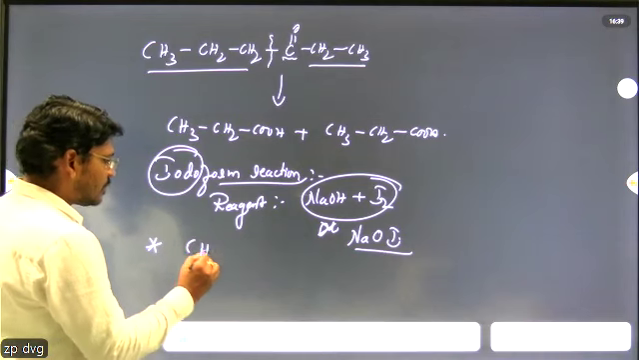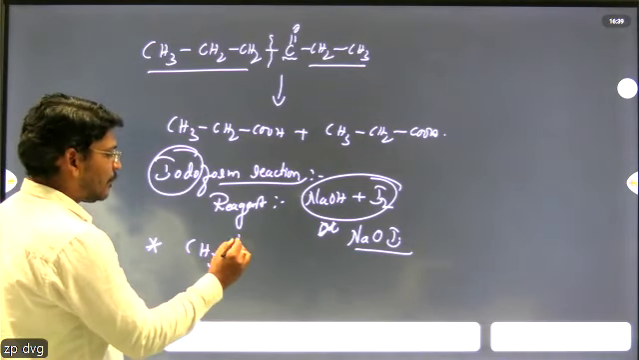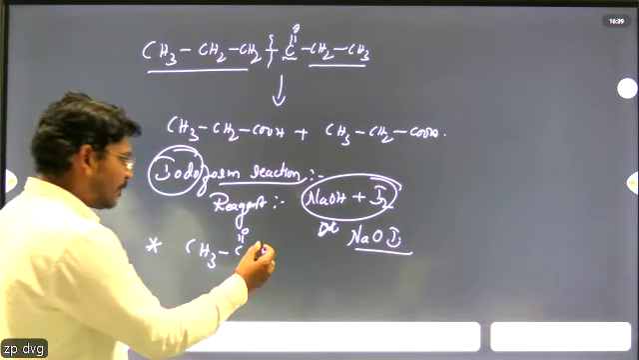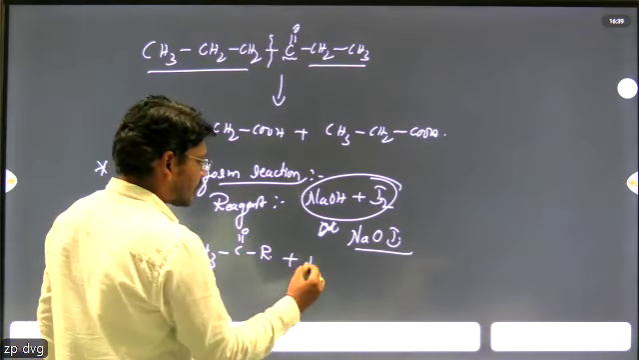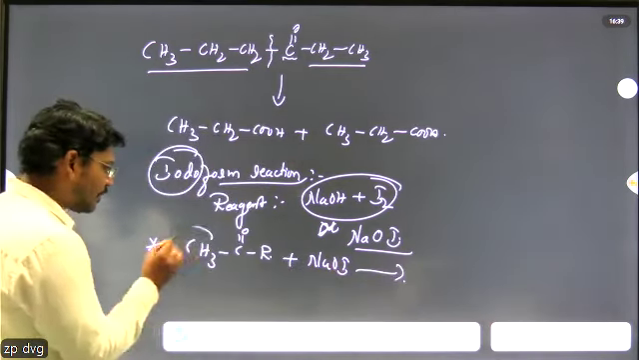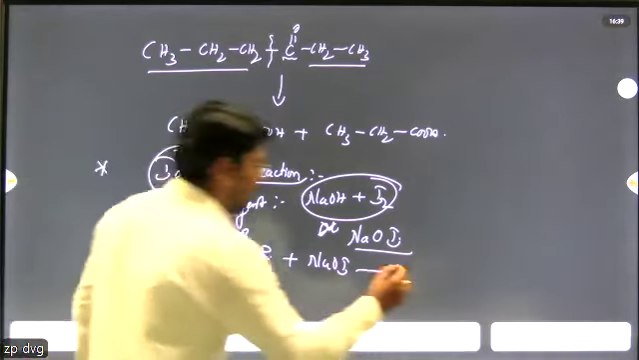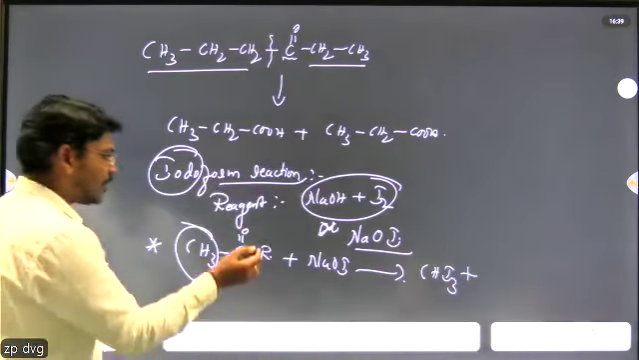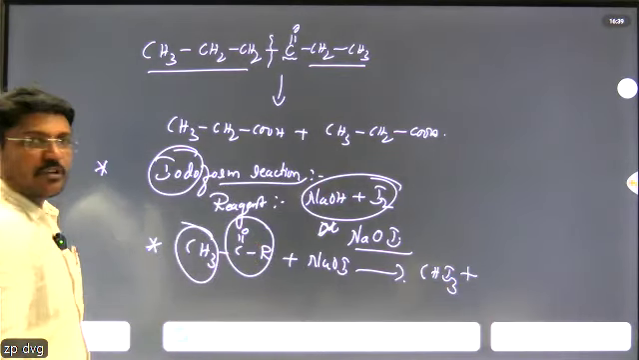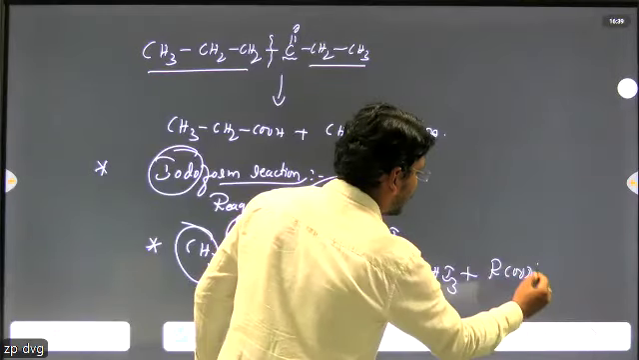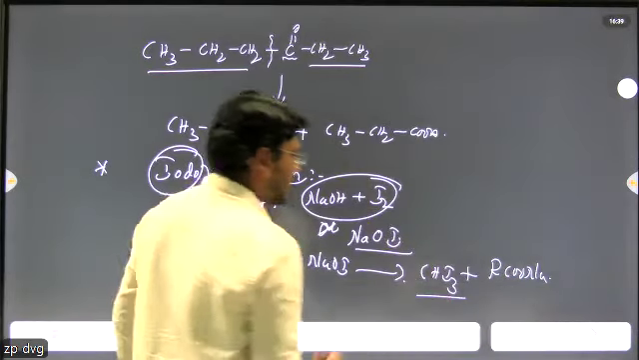We can take one example also, CH3 C double bond O R. So here we have one CH3 group. When this component reacts with NaOI, what happens finally? This undergoes the iodoform reaction, and finally we produce CHI3 and one more component, which is the sodium salt of carboxylic acid, RCOONa. So this particular reaction is called the iodoform reaction.